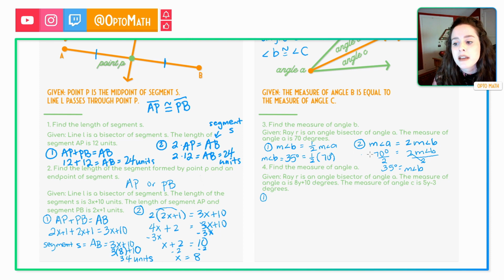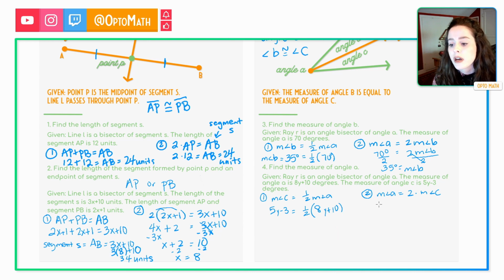So it's the same idea as up here because B and C are congruent angles. So we can substitute the measure of angle B for the measure of angle C. So the measure of angle C is 1/2 the measure of angle A. We can also say that the measure of angle A is 2 times the measure of angle C. So now let's substitute. What is the measure of angle C? That's 5y minus 3. And that's half of 8y plus 10.